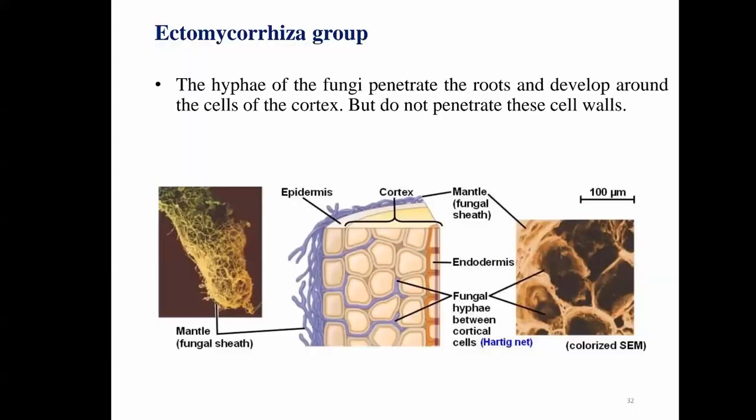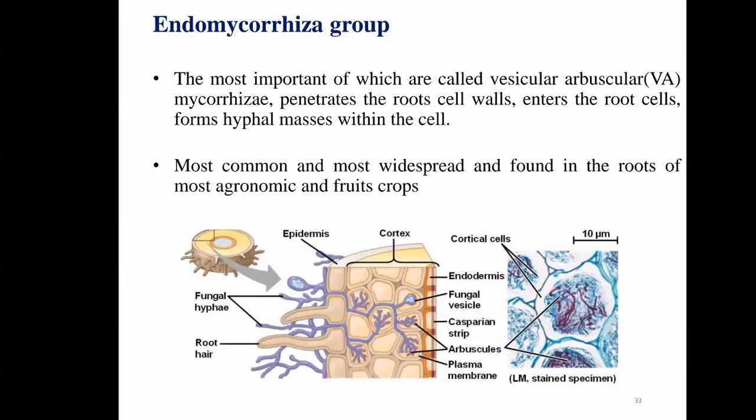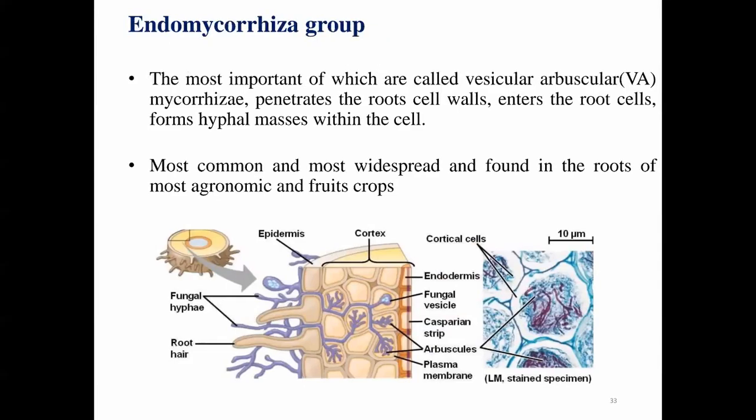First, ectomycorrhiza. The hyphae of the fungi penetrate the root and develop around the cells of the cortex, but they don't penetrate into the cell wall. Second one is the endomycorrhiza. It is very important, and they are called vesicular arbuscular mycorrhiza. They penetrate the root cells and form hyphal masses within the cell.